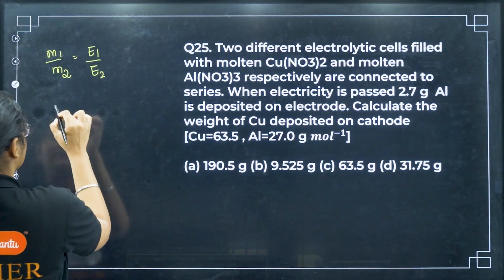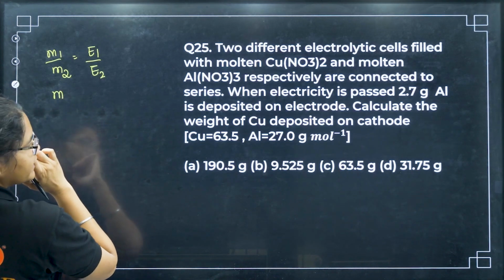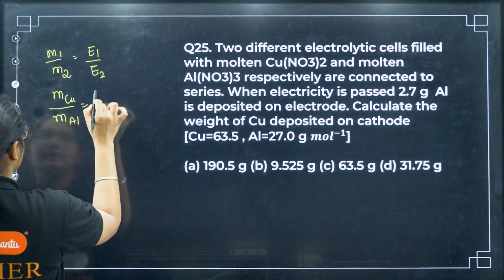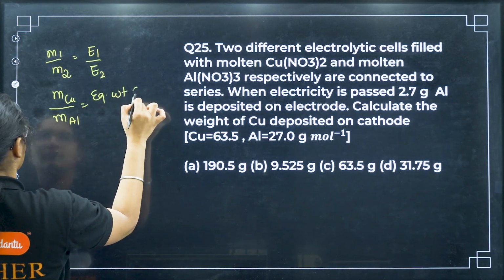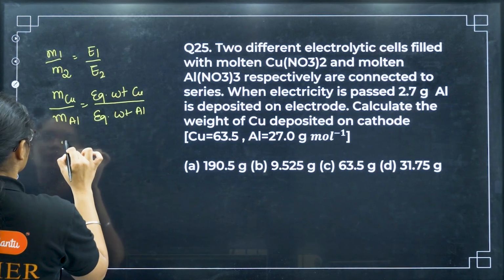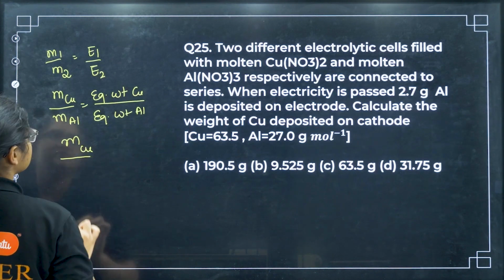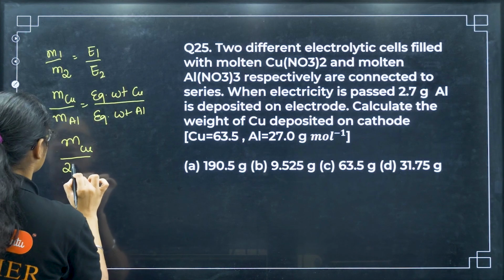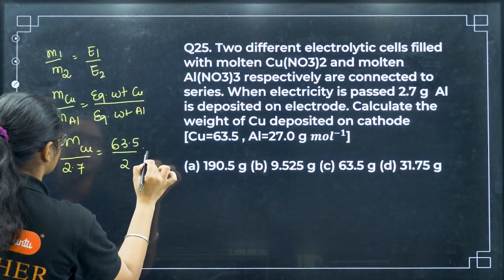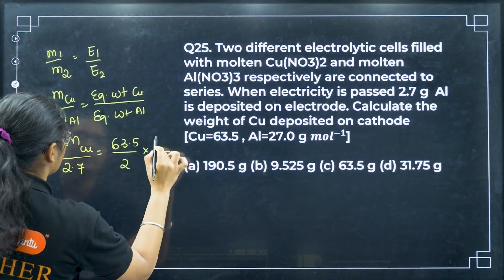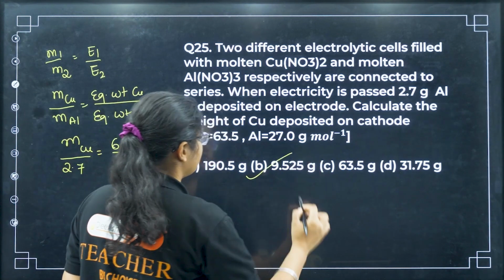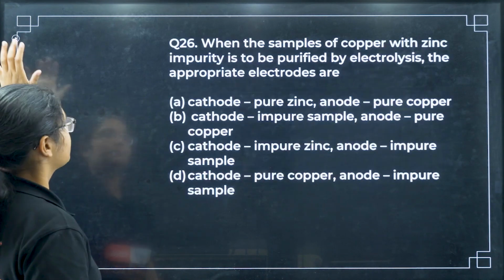So I can write it like this: I want to calculate mass of copper deposited divided by mass of aluminum deposited is equal to equivalent weight of copper by equivalent weight of aluminum. So mass of aluminum, how much it is? 2.7. Equivalent weight is what? Molar mass by number of electrons, 27 by 3. Now if I solve this, you will get mass of copper as 9.525, option number B.